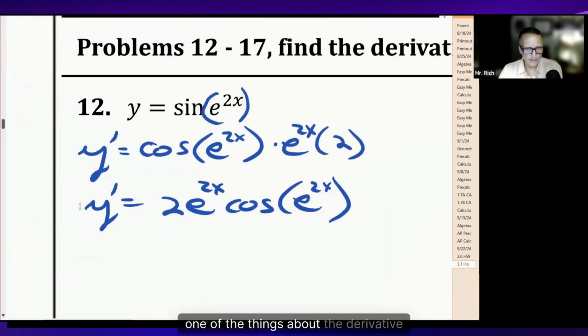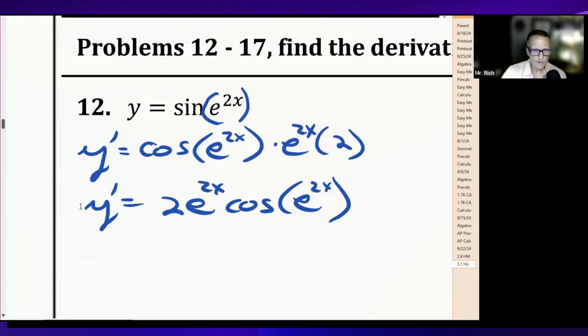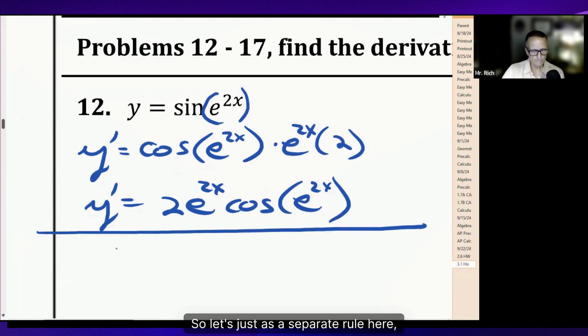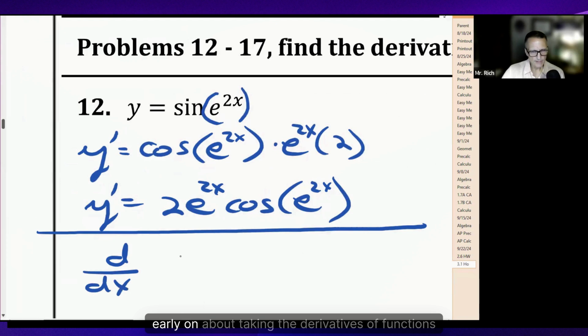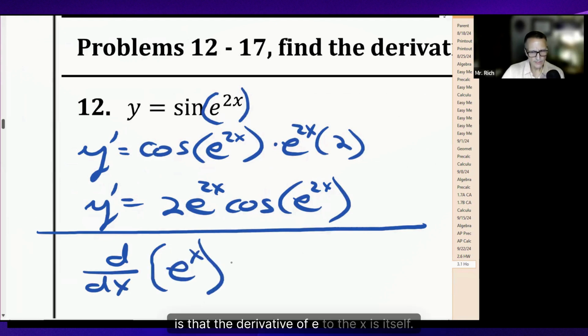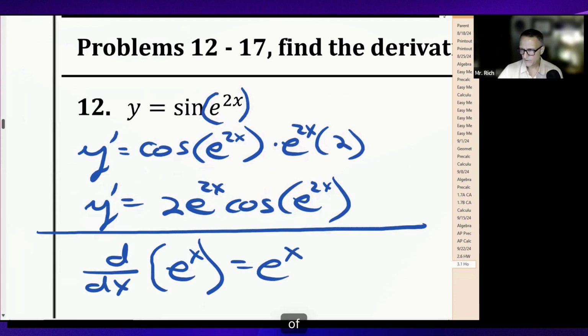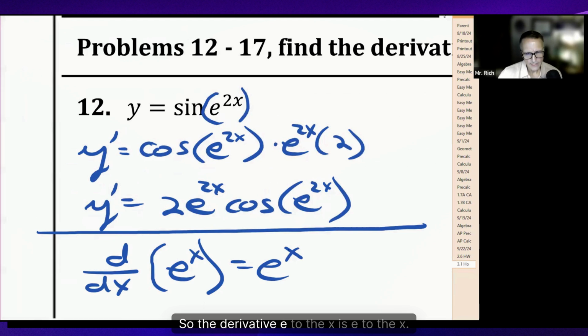Yeah, well, one of the things about the derivative of e to the 2x. So let's just as a separate rule here, one of the things that you learn early on about taking the derivatives of functions is that the derivative of e to the x is itself. It's the only function in the universe that I know of that is its own derivative. So the derivative of e to the x is e to the x.